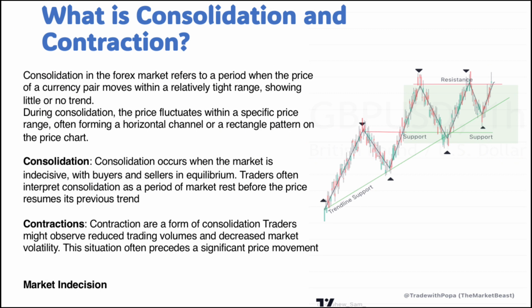Now, contraction, on the other hand, is a form of consolidation. In this kind of market condition, you might observe reduced trading volumes and decreased market volatility. It's not moving as much as it ought to be moving. This situation often precedes a significant price movement. Immediately after there's a contraction, there's usually a significant impulse to the up or downside depending on the order flow.